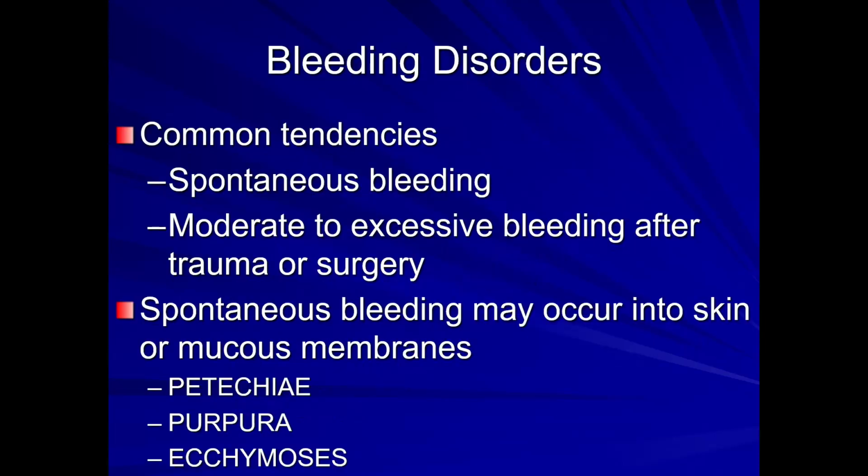So common tendencies: spontaneous bleeding, moderate to excessive bleeding after trauma or surgery, and spontaneous bleeding may occur into skin or mucous membranes. So that petechiae, purpura, ecchymosis, you may see it under the skin. So they may have more bruising under the skin because they're not clotting appropriately.